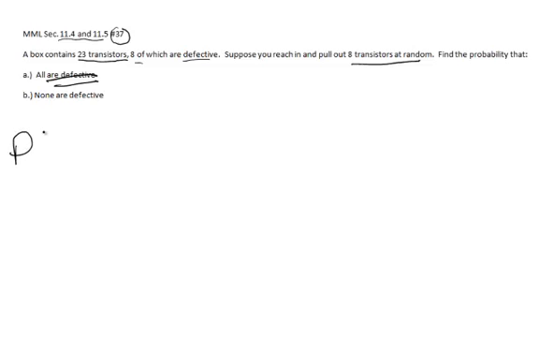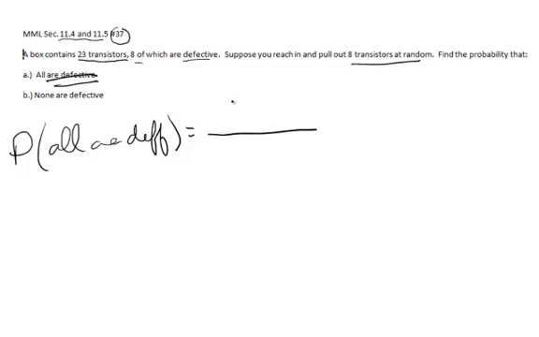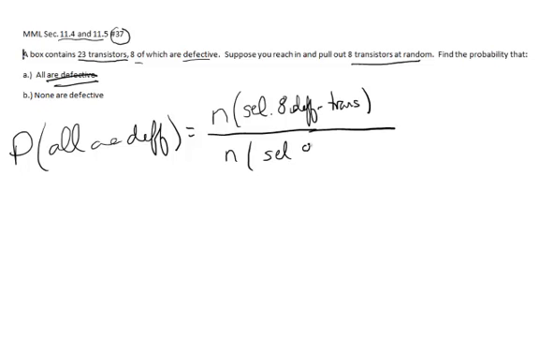Okay, well, setting up the probability question, we've got the probability that all are defective. That's equal to, remember how you do this, you're going to set up some sort of ratio. For a uniform sample space, we need only count up the number of favorable outcomes divided by the total number of outcomes. That is, we're going to look at the number of ways you can select 8 defective transistors, all over the number of ways you can select 8 transistors.